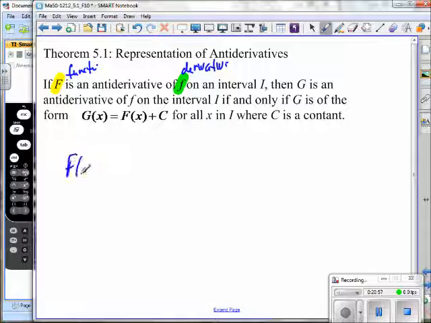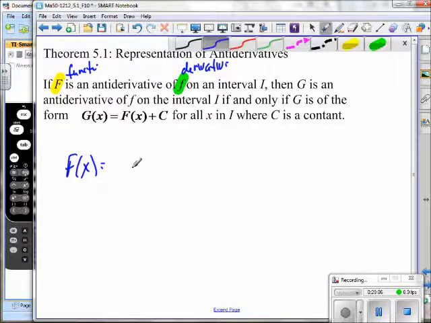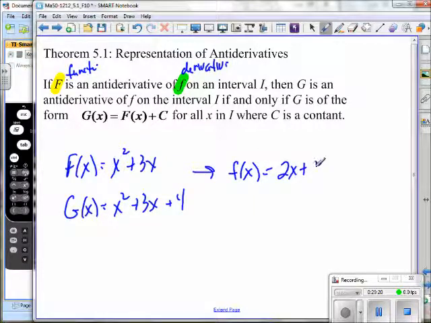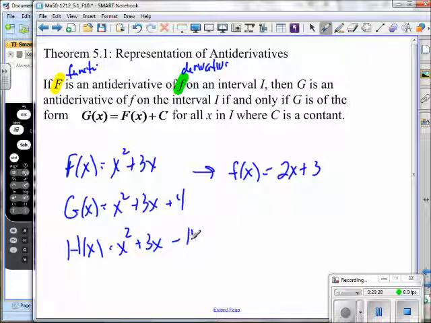If I'm looking at cap F of x to be x squared plus 3x, then g of x could be x squared plus 3x plus 4. They both have a derivative of 2x plus 3. I could have h of x be x squared plus 3x minus pi, and again, all of those would have the same derivative. That's what this theorem is saying. Nothing much except that.